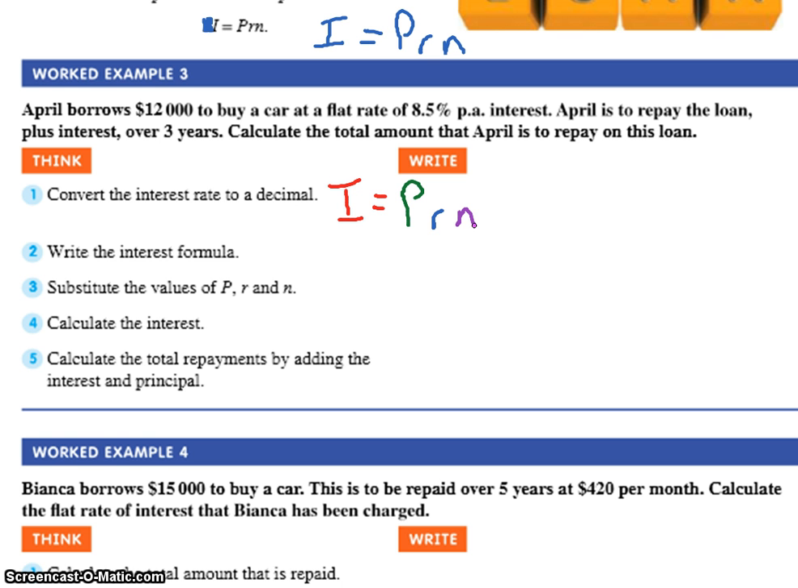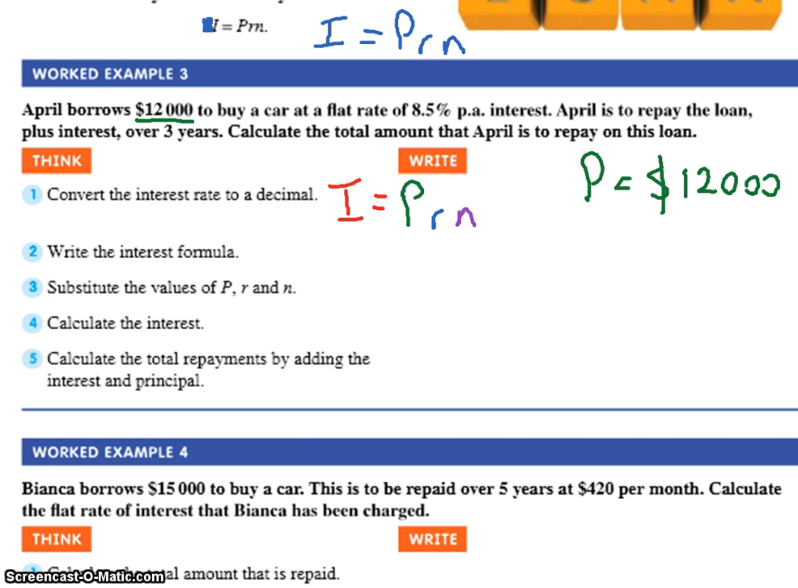So which one's our principal? What is the amount that we've borrowed? 12,000. Now remember what I've said. There's 4 steps to answer any of these things with a formula. First step, write the formula. Done that. Second step. Write what you know. P equals 12 grand.